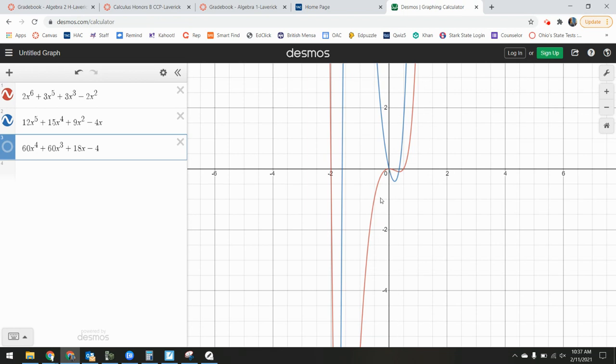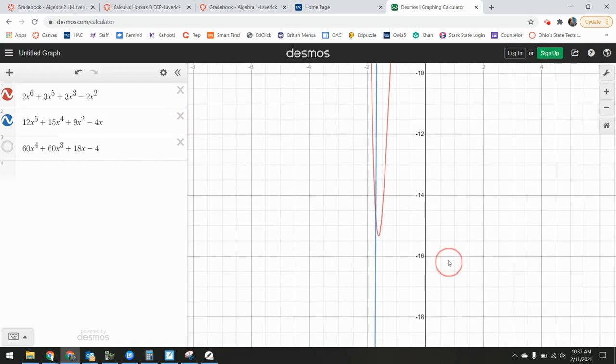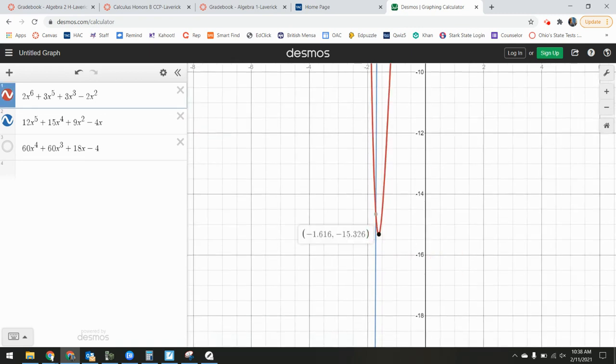the first derivative crosses the x-axis. My minimum value is where the first derivative crosses that x-axis. Look down here, I see it's crossing the x-axis at -1.616. If I scroll down, -1.616, that's exactly where that minimum value occurs.